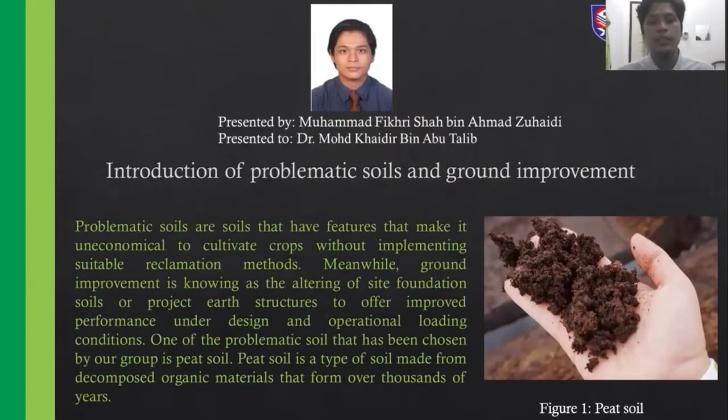Today I'm going to discuss the introduction of problematic soil and crop improvement. Problematic soils are soils that have features that make it uneconomical to cultivate crops without implementing suitable reclamation methods. Meanwhile, ground improvement is known as the altering of site, foundation soil, or project earth structures to offer improved performance under design and operational loading conditions. One of the problematic soils that has been chosen by our group is peat soil. Peat soil is a type of soil made from decomposed organic materials that form over 1,000 years. Figure 1 shows the peat soil.